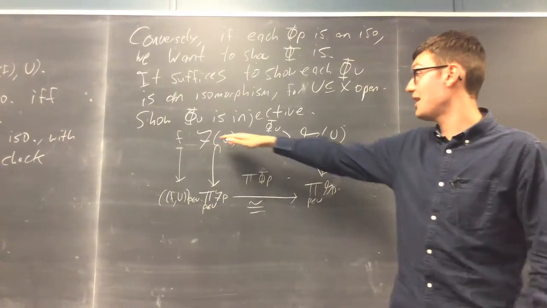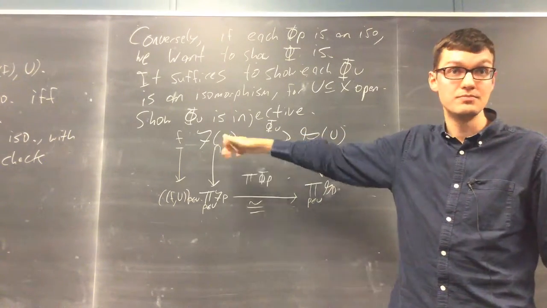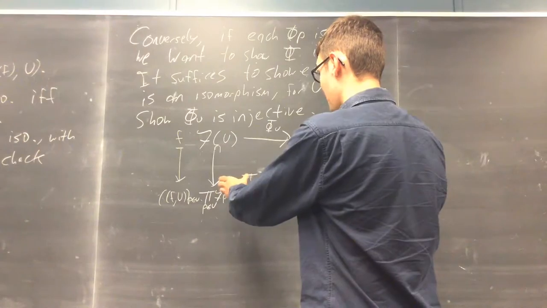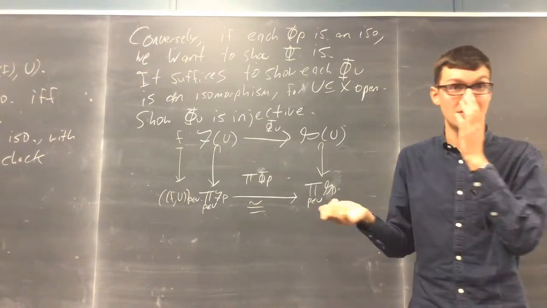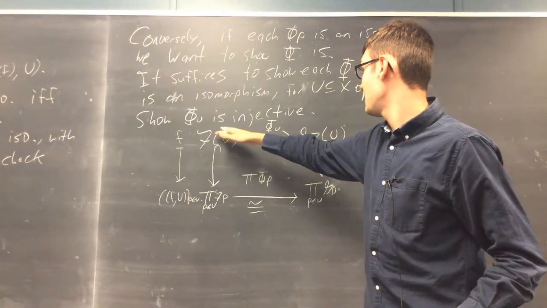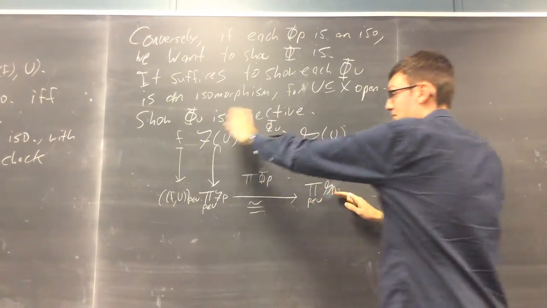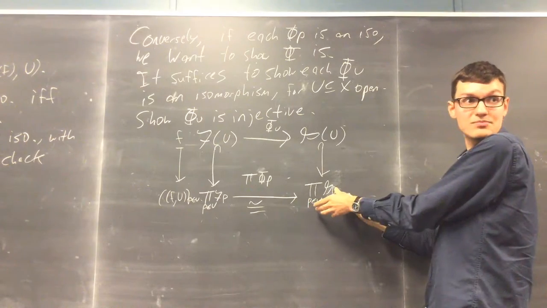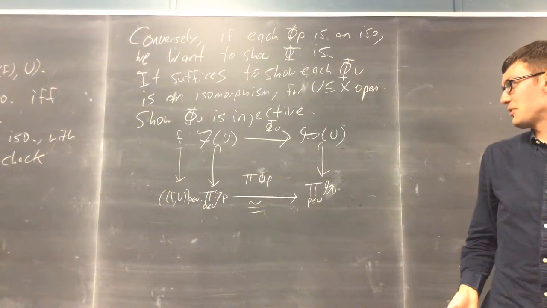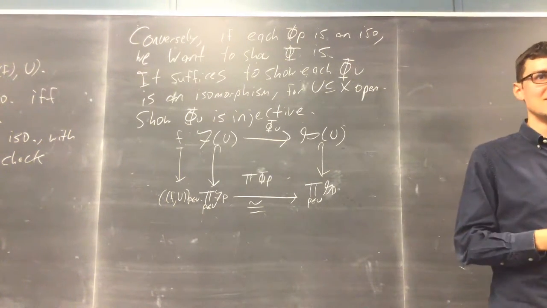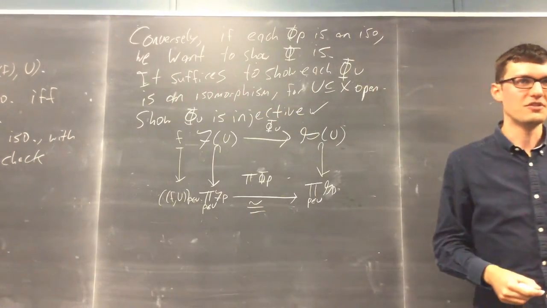I just have to show that if I have two elements here, and they map to the same element here, then they were the same back here. But if you stare at the diagram, you can convince yourself of this. So this is injective, and this map is injective too, because it's an isomorphism. So if I have two elements here, and I map them over here, well, I just carry on down here, and because the diagram commutes, they have the same image here. And that was injective, so they had to be equal here. So hopefully without writing anything down, I've just convinced you that this was injective. So that one's not so bad.